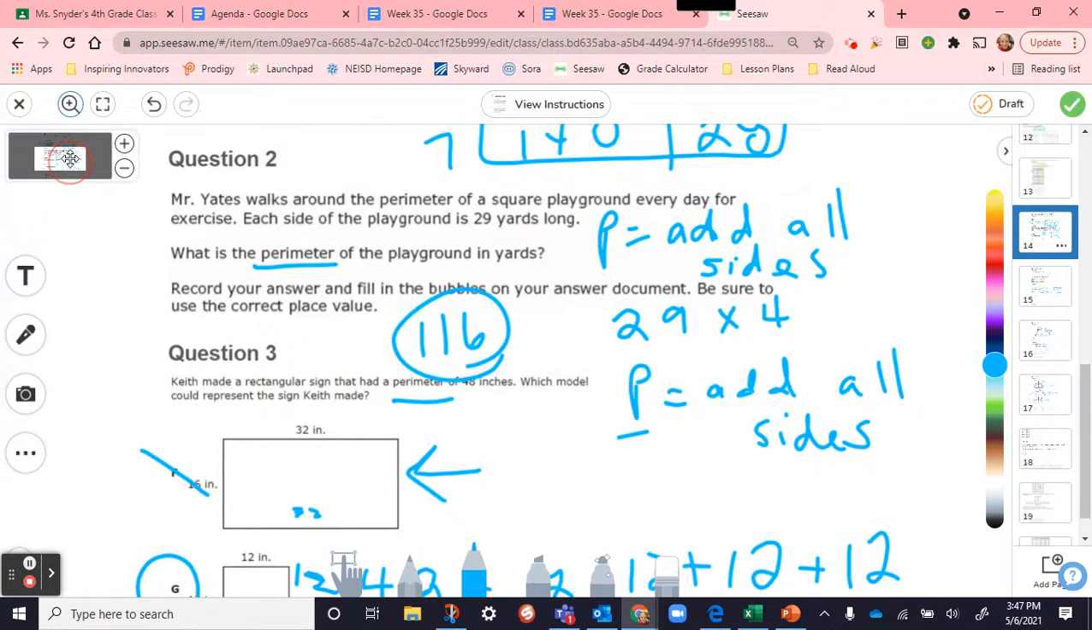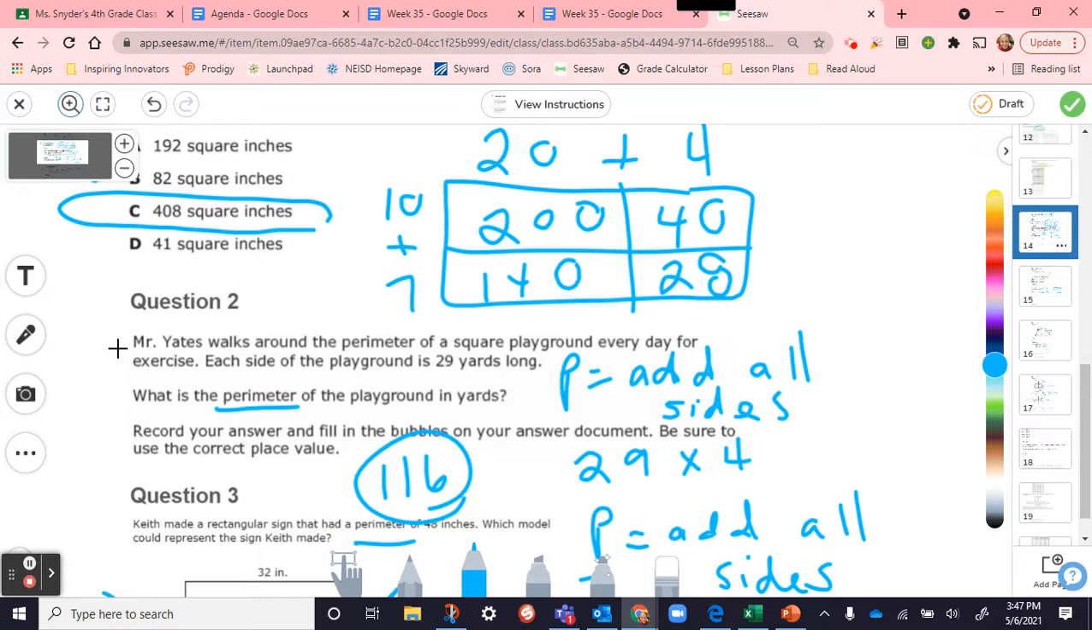On number 2, going backwards here, it says Mr. Yates walks around the perimeter of a square. So make sure you draw your square. And then it says each side of the playground is 29. So if it's a square, I know this side is 29, this side is 29, this side is 29, and this side is 29. To find that perimeter, you've got to add up all of those 29s. So it'd be 29 plus 29 plus 29 plus 29, or you could just do 29 times 4 and get 116.